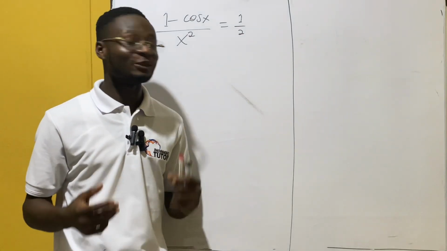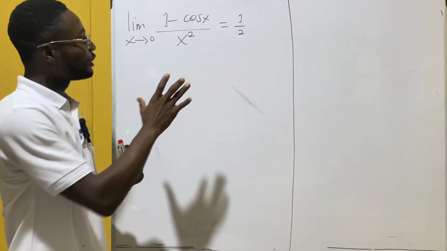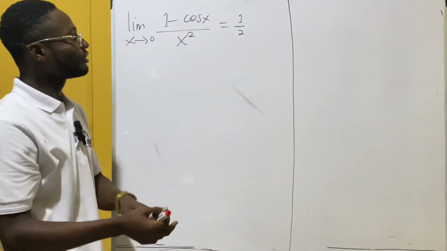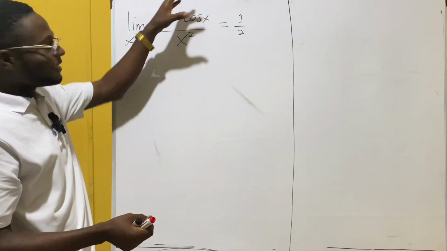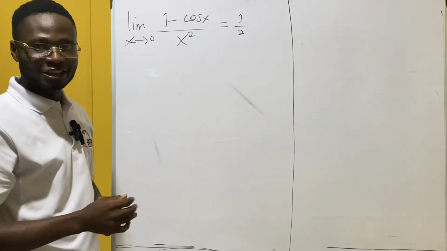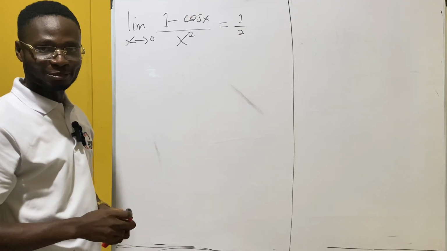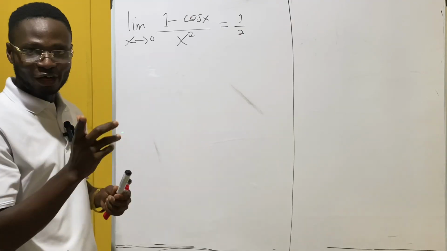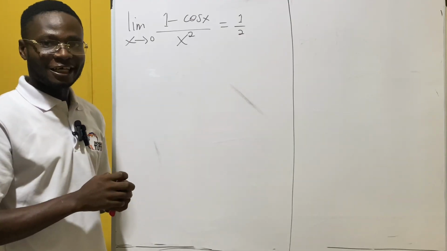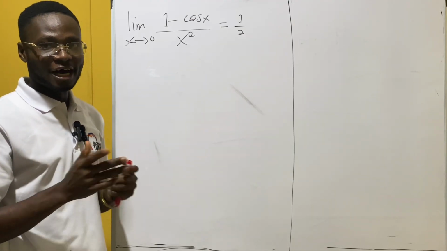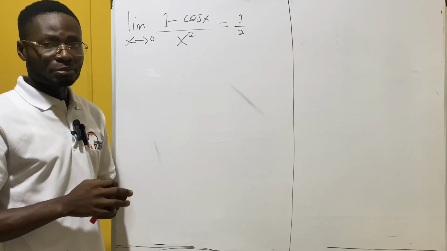Welcome to another video. In this episode we are going to look at how we can talk about this particular limit. This limit on the board looks so simple, but it's not that simple. We have to apply some limit properties and, of course, the identities of trigonometry, which have angle properties.